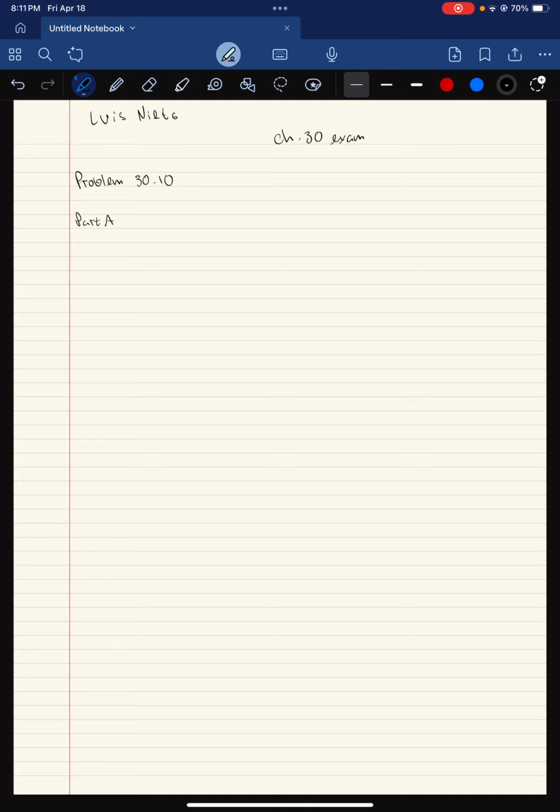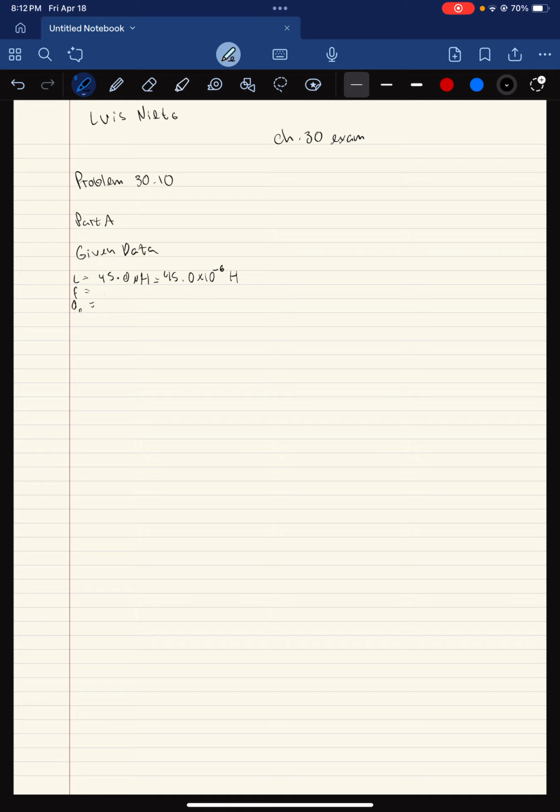Alright. We have the given data: the henries, so that's the inductance, the frequency, and we have the coulombs, right? We already know that one. So 45.0 microhenries. If we convert that to henries, it's going to be 45.0 times 10 to the -6 henries.